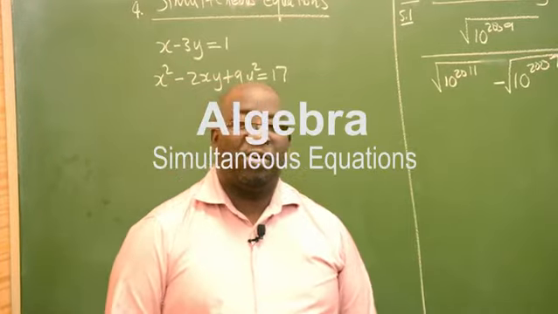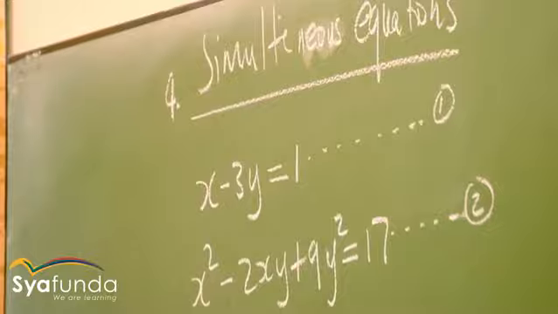This one, the first thing that we need to do is to name our equations. Equation 1 and equation 2. Once you've got these two equations, whenever you see this, you must know that I'm referring to equation 1. When you see that, I'm referring to equation 2.